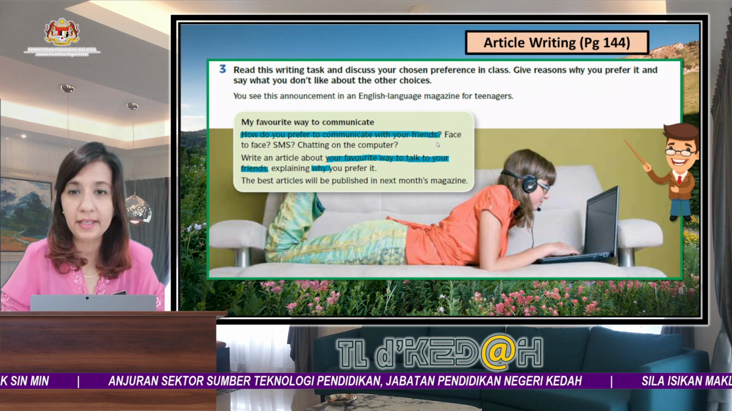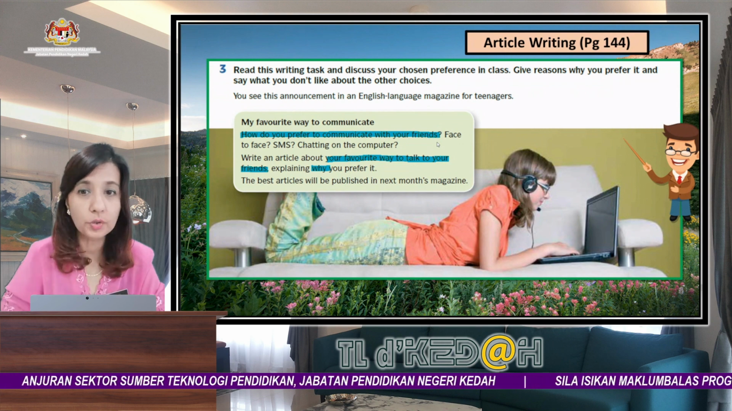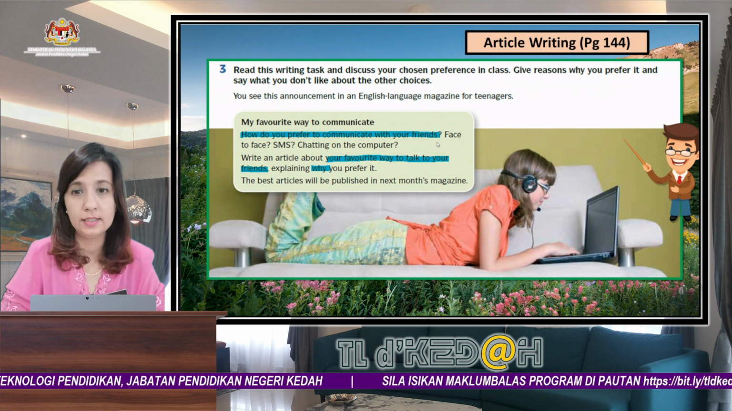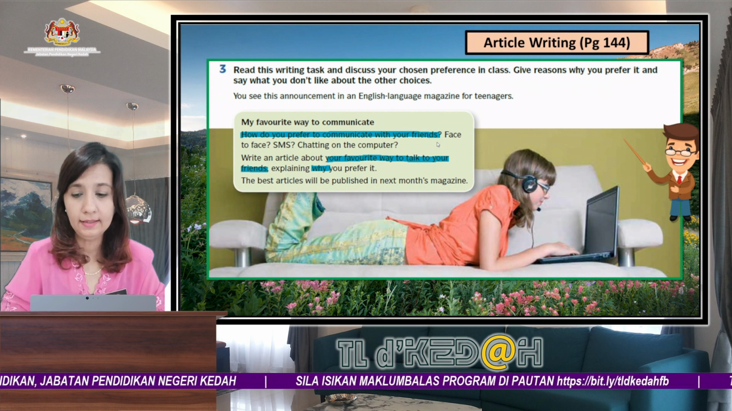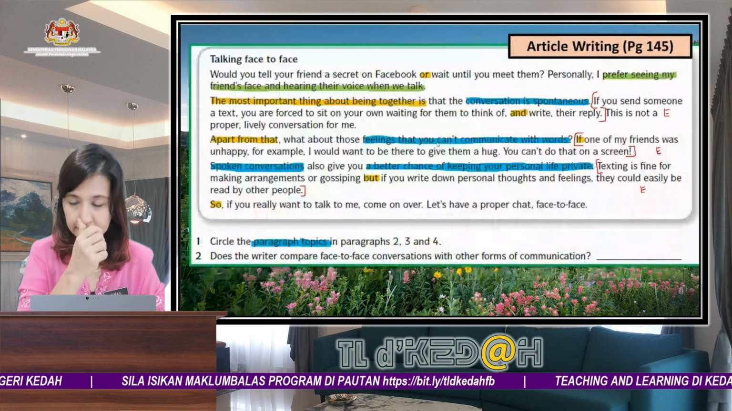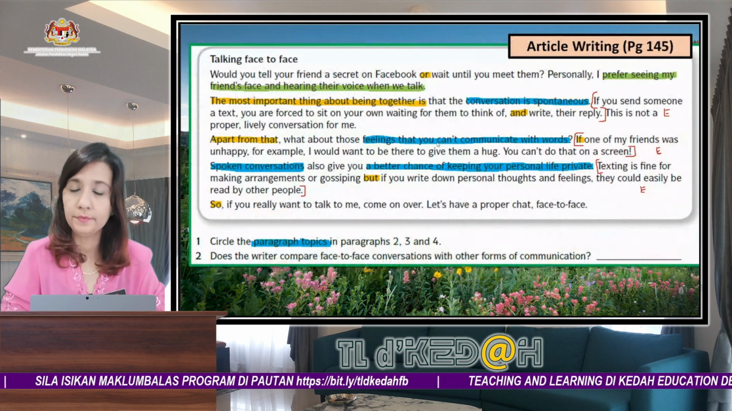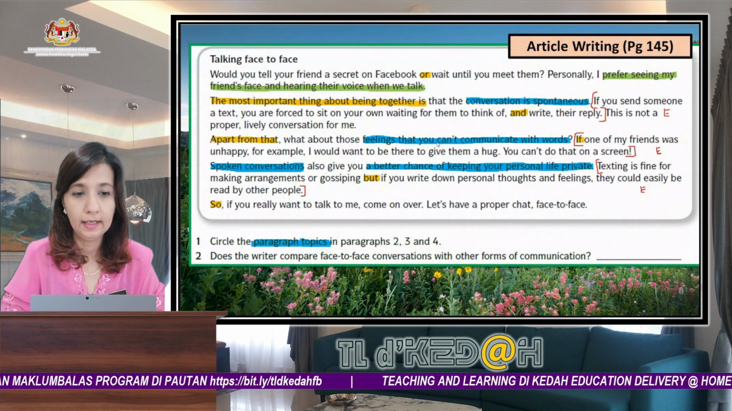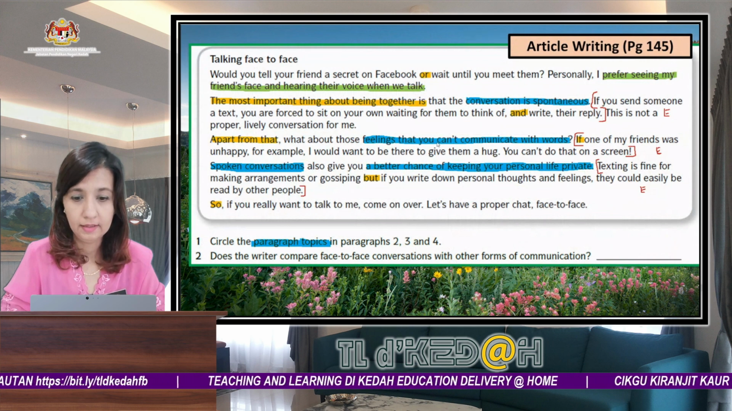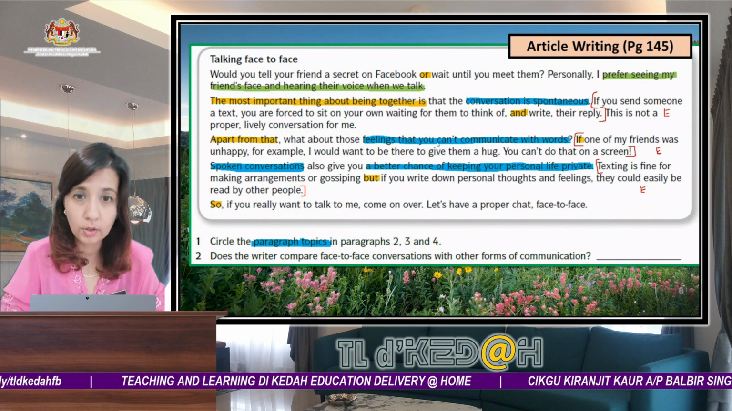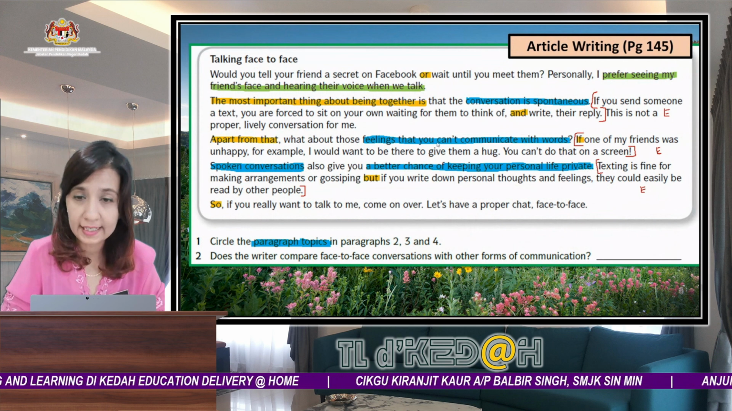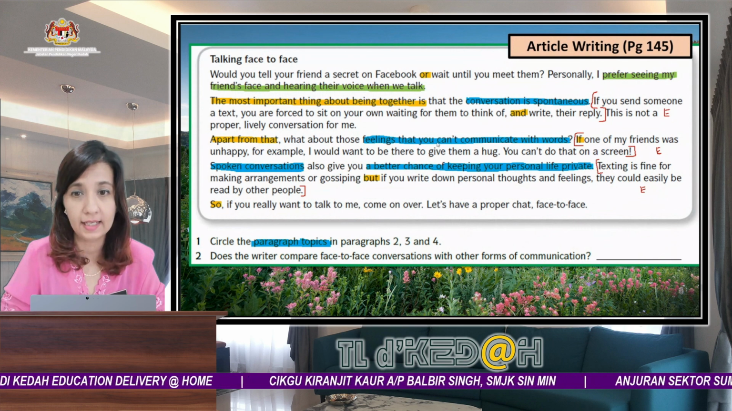Okay, it's written that favorite way means you have to choose only one. So read the question, study the question carefully. Okay, right, let's go on. There is a sample given here, but I would just like to tell all of you, the sample here is only a 140 to 190 words limit. You are supposed to write slightly more, okay, 200 to 250 words. That means you give extra ideas or extra elaboration, just to be on the safe side, okay?